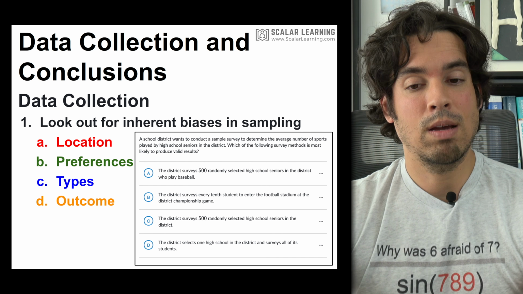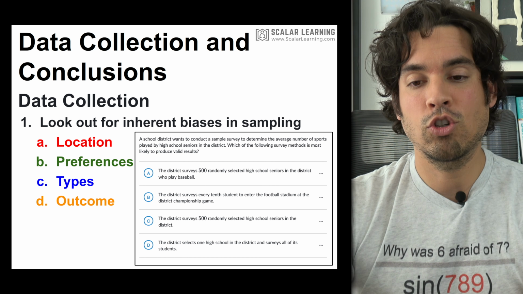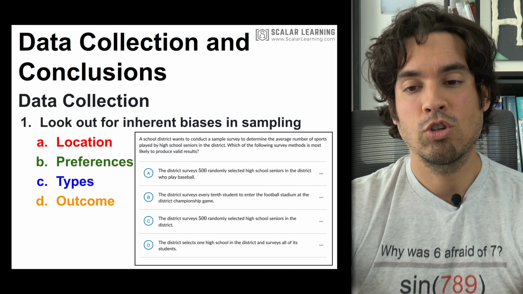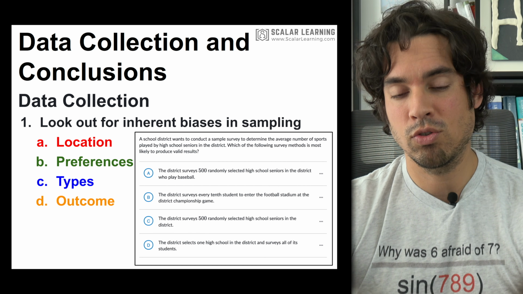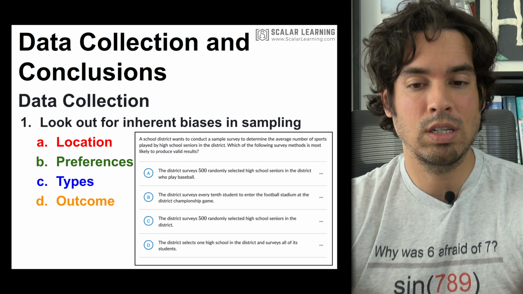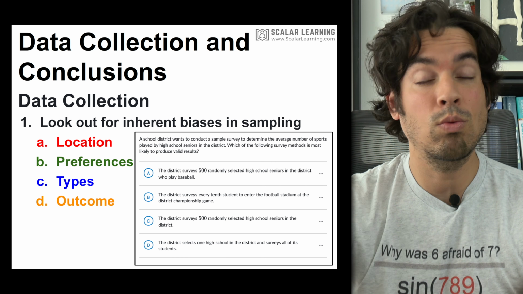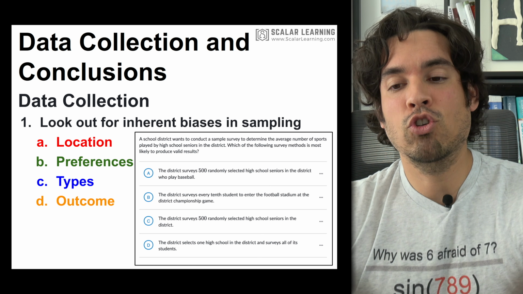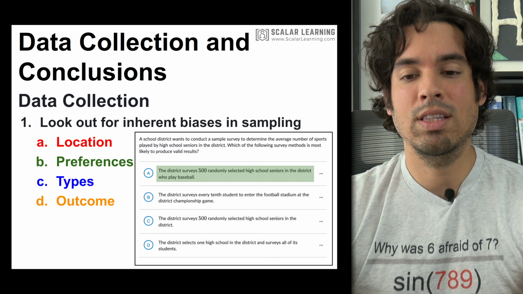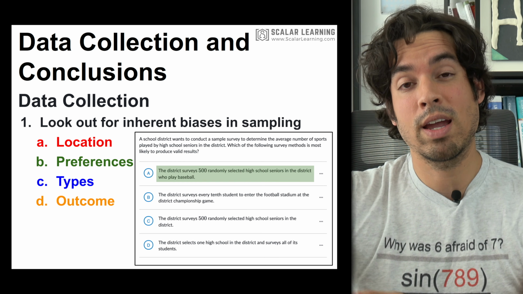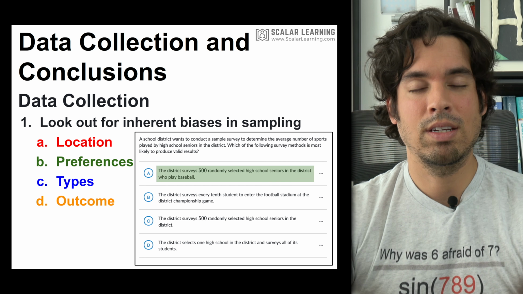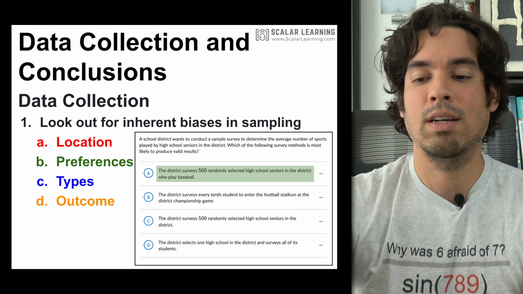So we've got an example from an actual SAT problem. It says a school district wants to conduct a sample survey to determine the average number of sports played by high school seniors. Which of the following survey methods is most likely to produce valid results? So it says the district surveys 500 randomly selected high school seniors in the district who play baseball. So I like the word random in there, but if we're trying to talk about people who play sports, the problem with this is you are inherently biasing towards people who have a preference for athletics because you're selecting people who play baseball. So that's an example of an incorrect bias that's being injected by way of sampling.